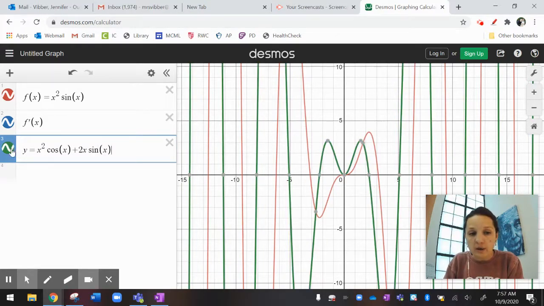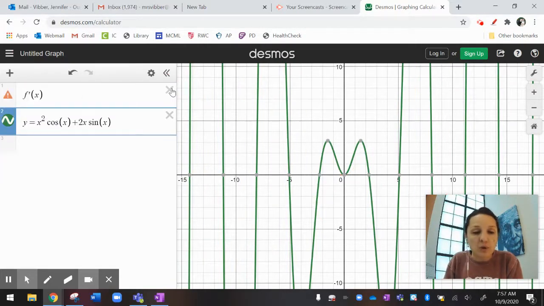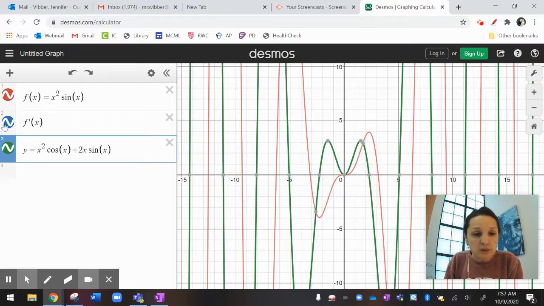And then I can turn this on and off. There's the blue, there's my green, and they are exactly the same. Yay. So I know I got my derivative right. Cool. And then we can do that for the other ones also. I didn't mean to delete that.